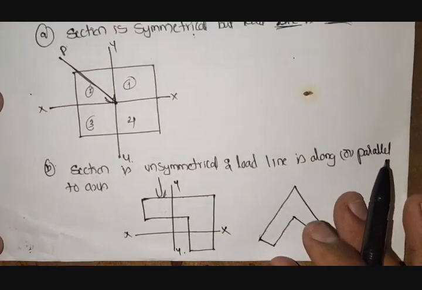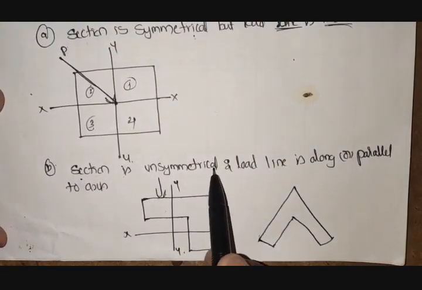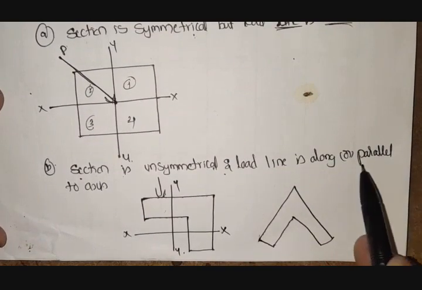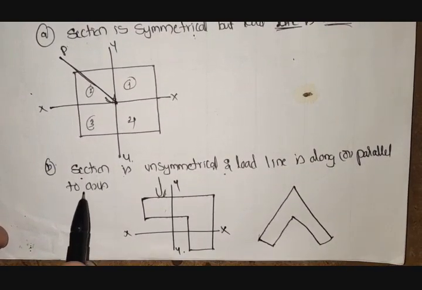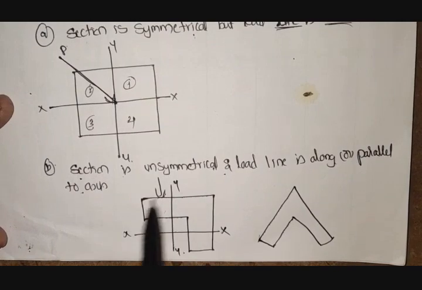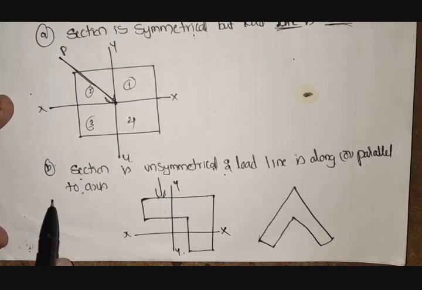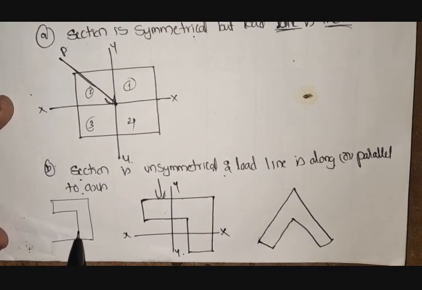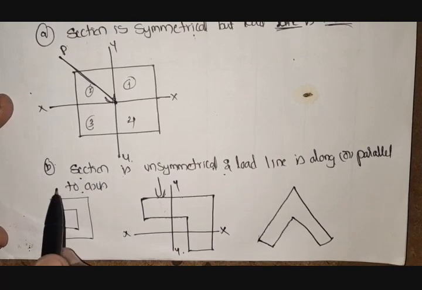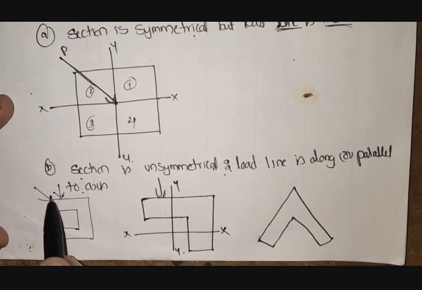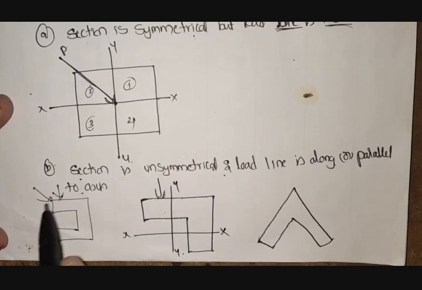And the second case is, the section is unsymmetrical and the load line is along or parallel to the axis. If the section is unsymmetrical, like an angle section or a C section, and the load is applied parallel or inclined, the section will tend to bend.